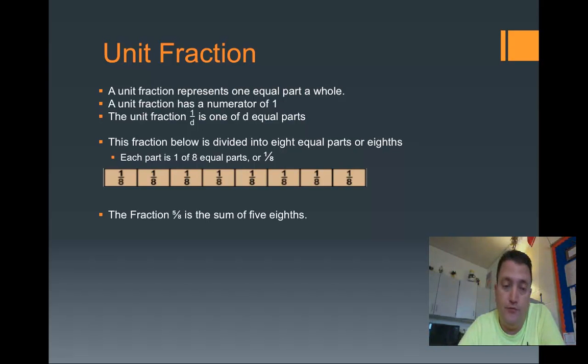The fraction 5/8 is the sum of five 1/8s. Sounds kind of like, yeah, I know that. Remember, sum just means addition. So 5/8, the way we can write that in unit fractions is we can add 1/8 plus 1/8 plus 1/8 plus 1/8 plus 1/8.